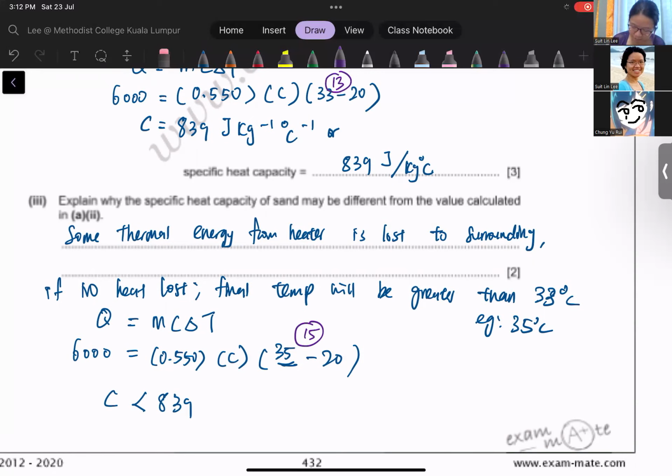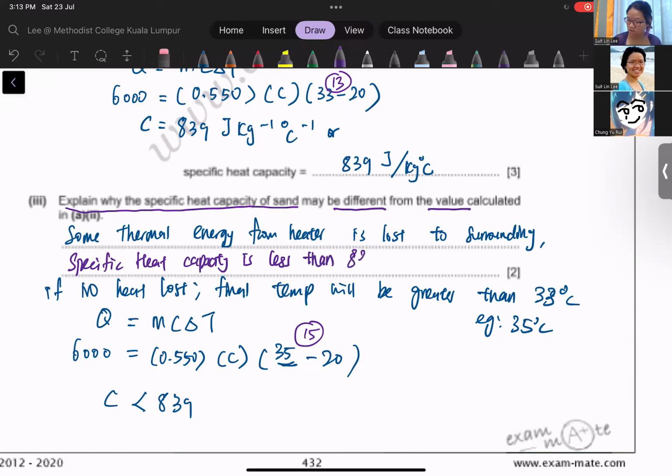So because they say, explain why the specific heat capacity of sun may be different from the value. So how is it different? You can say that the specific heat capacity is less than 839 joule per kg per degree Celsius, or less than the value in part 2. So you thought you need 839 joule for every kg, but actually you don't need that. You need less than that.